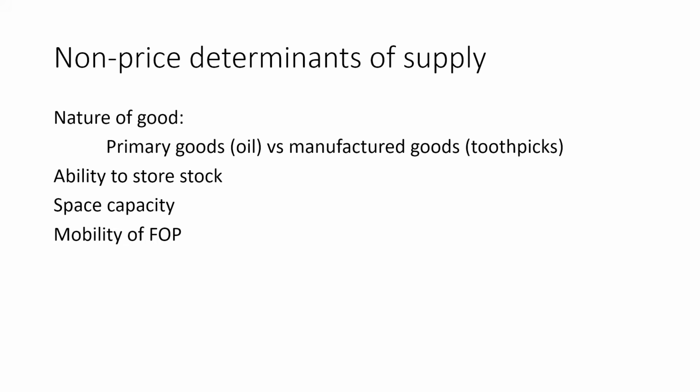And this also depends on the ability to store stock. For example, oil can be responsive if they are storing a lot of stock. For example, if they have big tanks with oil, so when the price goes up, they will start emptying those tanks to respond to the market price. And spare capacity, which is almost the same as these, and the mobility of the factors of production.